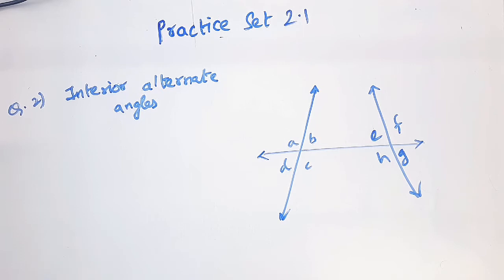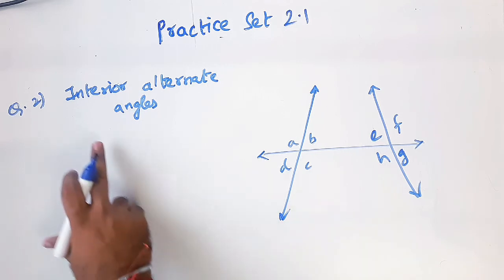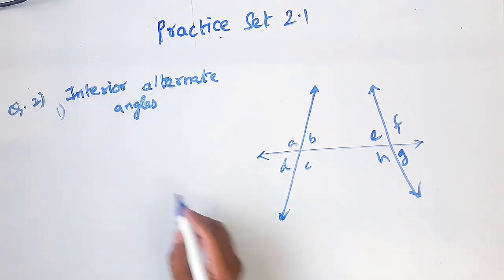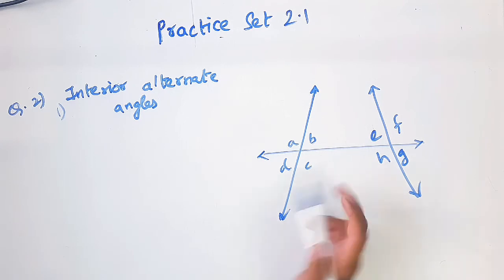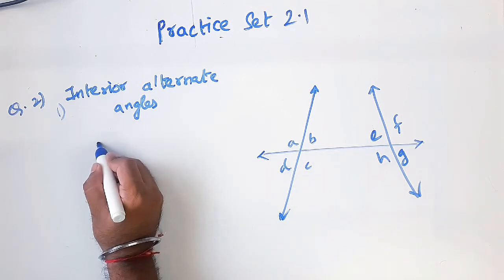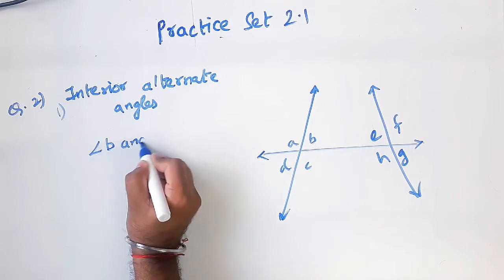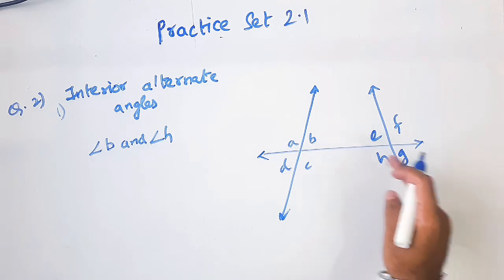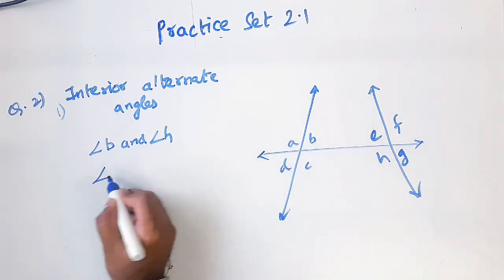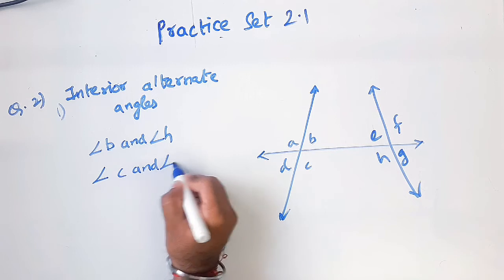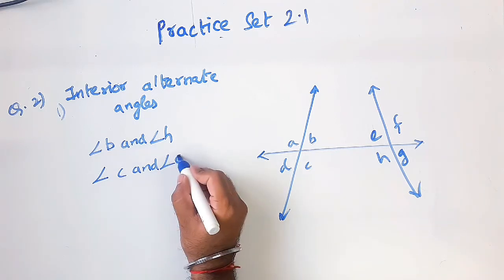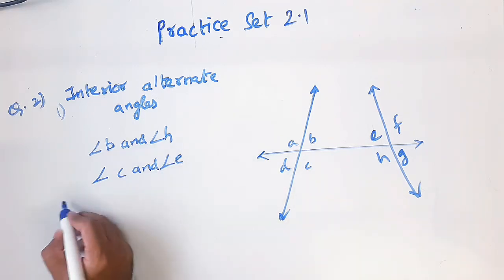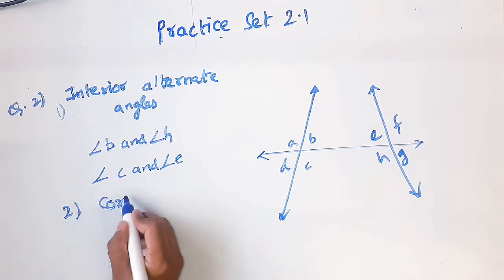Then we'll move on to the second one now. Question number 2 is also similar. Now observe the figure alongside, and the first thing is we have to write the interior alternate angles. We'll get two pairs, that is angle B and angle H. You can see it is forming a Z-like shape. Second one is angle C and angle E. Then they have asked corresponding angles.